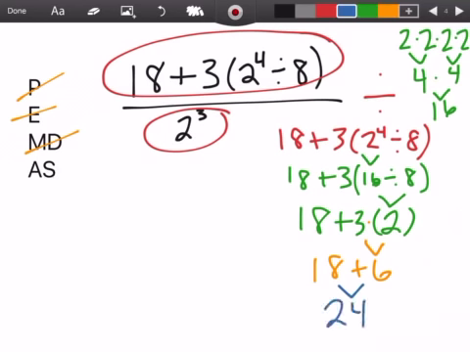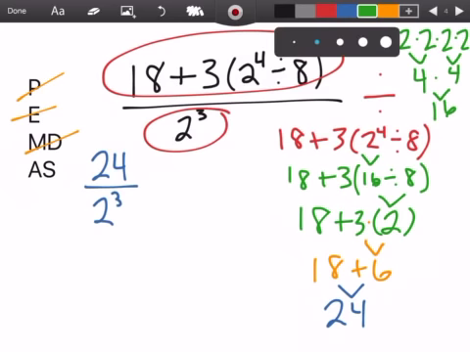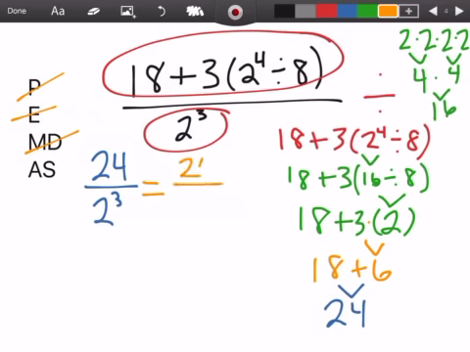I'm not done yet. So right now I have 24 over 2 to the power of 3. So now I need to solve 2 to the power of 3. Okay, 2 to the power of 3 means 2 times 2 times 2. 2 times 2 is 4, and 4 times 2 is 8.